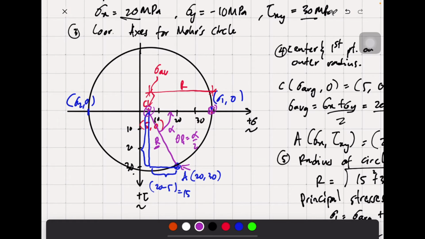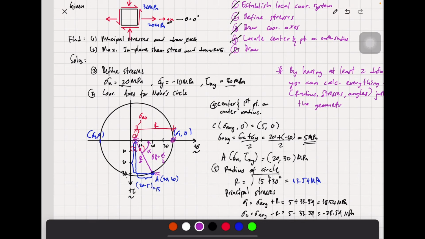By using trigonometry, you can calculate this alpha. By using graph paper, a compass and a protractor, you can also find the angle of alpha, and by using the equations you can calculate alpha too. Basically, we are using tangent 2 theta p equals 2 tau xy divided by sigma x minus sigma y. That is the definition of trigonometry we have for this example.